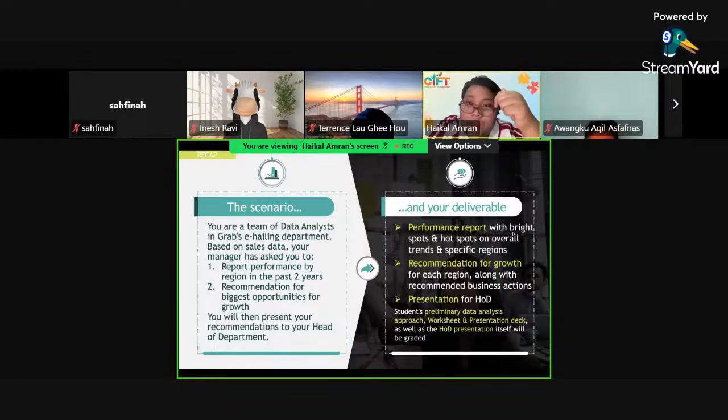In your analysis for that part, it should include hotspots and bright spots. Okay, the identification of hotspots and bright spots. And then in the second part of your preliminary data analysis should come the recommendation for growth. The recommendation for growth here is asked, you have been instructed to go region by region as well, and then put some recommended business actions that need to be done.